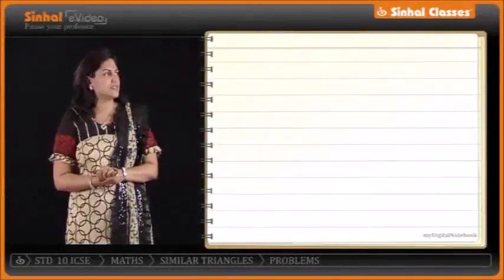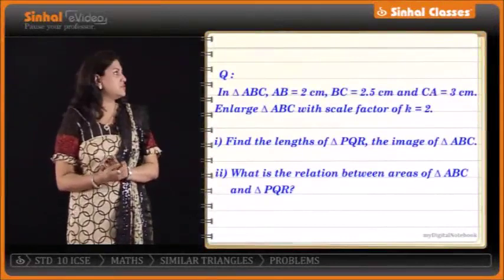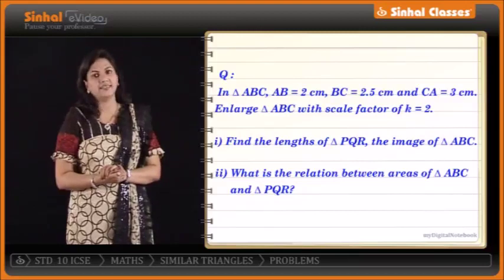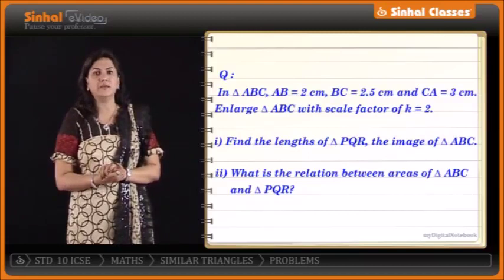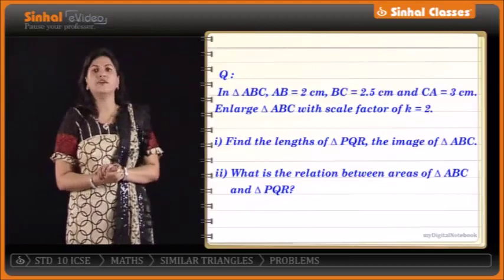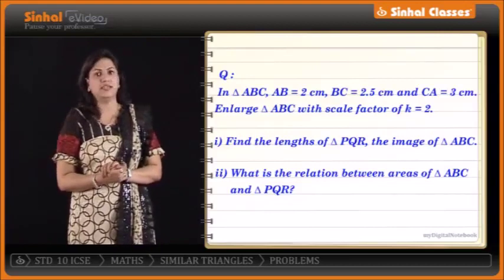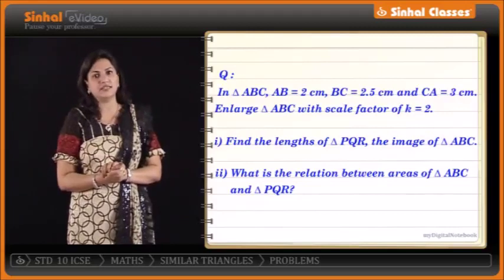Now our next problem says, in triangle ABC, AB equals 2 centimeter, BC equals 2.5 centimeter and CA equals 3 centimeter. Enlarge triangle ABC with scale factor of K is equal to 2. Find the length of triangle PQR, the image of triangle ABC. What is the relation between the areas of triangle ABC and triangle PQR?